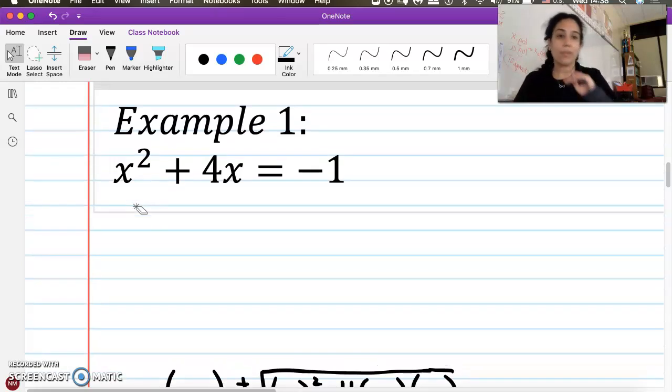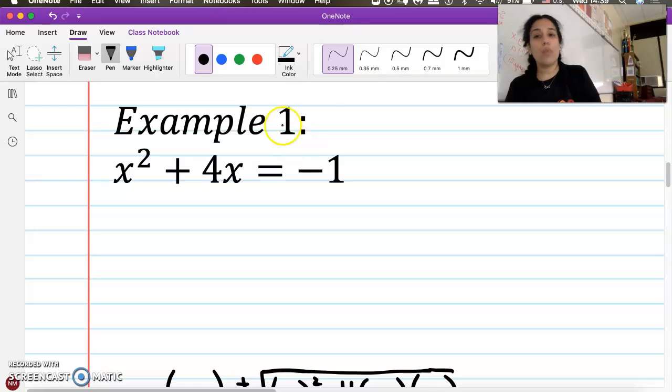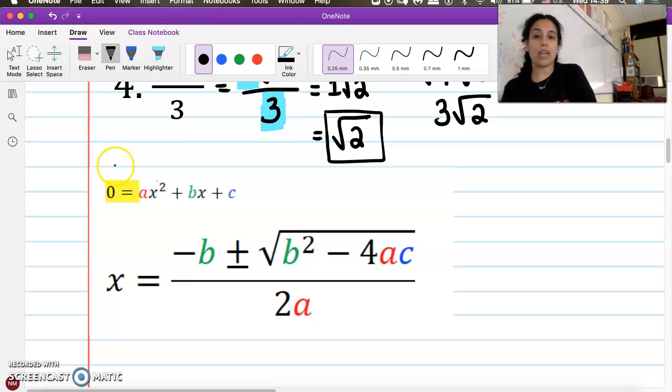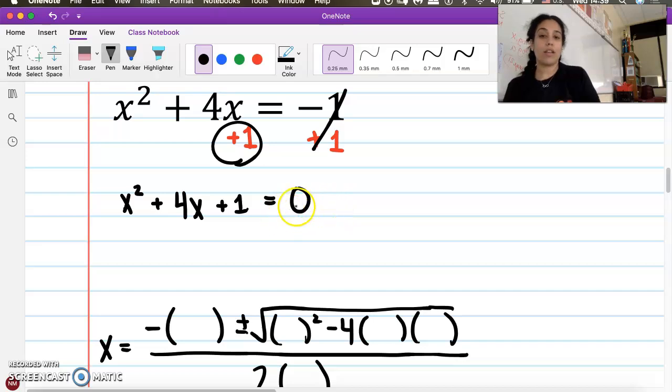First things first, what is the problem? It is not in standard form, so I need to do what in order to make it standard form? I'm going to add this 1 over here. So I get x squared plus 4x plus 1. This goes away, and what do I get? 0, because look, it has to be equal to 0. So that is good. We want this equal to 0. So now it's in standard form, and I can identify my a, my b, and my c. What is a? a is 1. b is 4, c is 1.